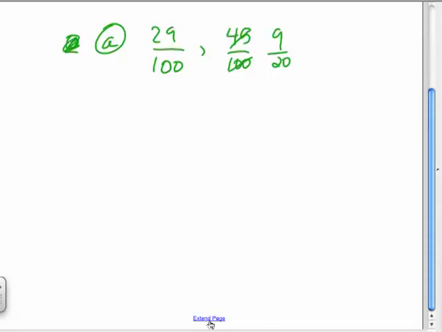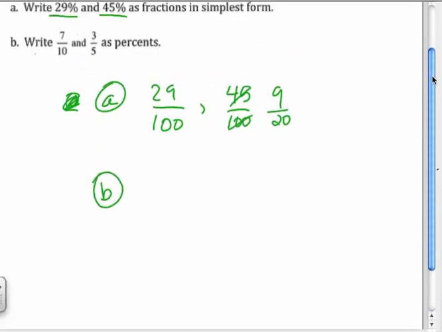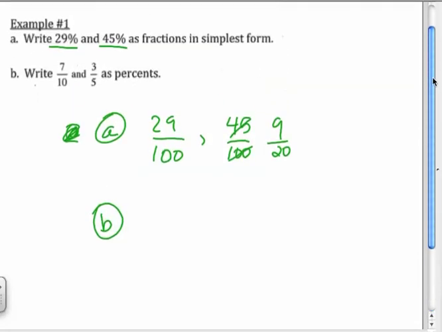Okay, that's good. Now let's look at B here. Now in B, they actually ask us to write 7/10 and 3/5 as percents. So we really have two parts to B. Okay, let's start with 7/10. They want that to be written as a percent. But remember, what that means is they just want this fraction written as something with 100 on the bottom. That's all they want. That's why we've been doing proportions, Spencer, because now that makes this very simple, doesn't it?